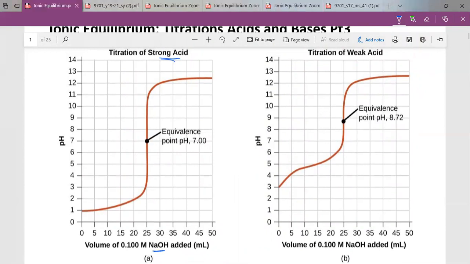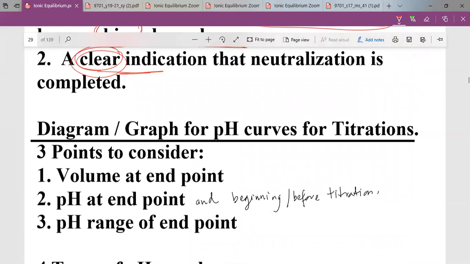Now I'm going to show you there are 3 important points that you need to consider because the marking scheme is based on these 3 things. It's 3 points. The first, of course, is the pH at the beginning or before.